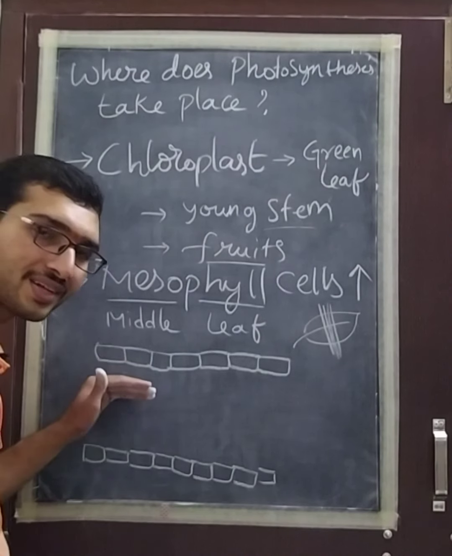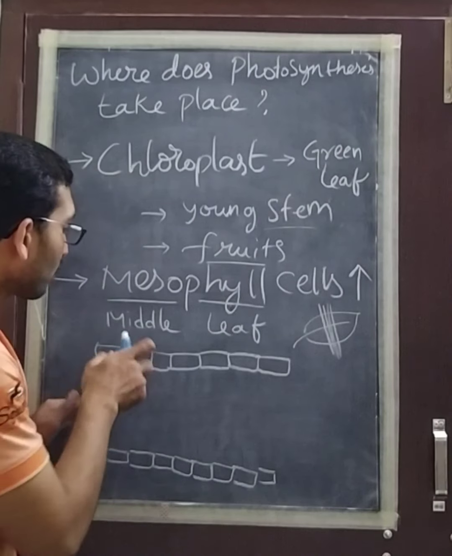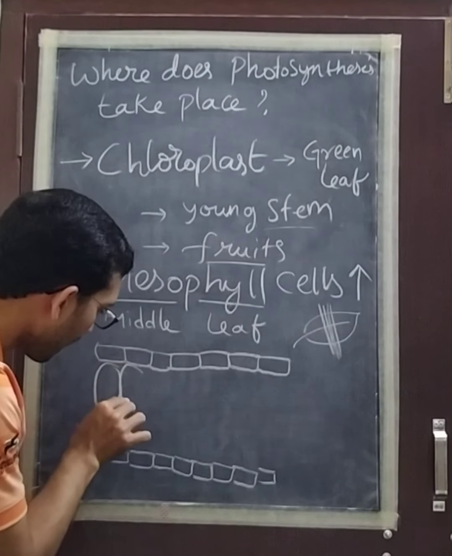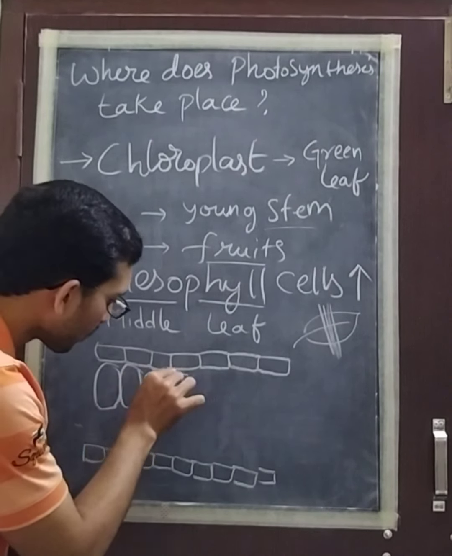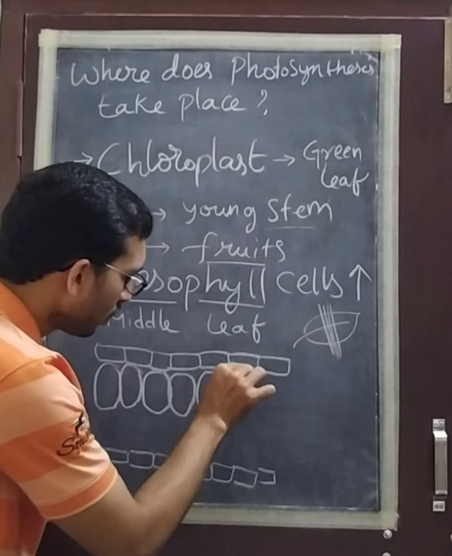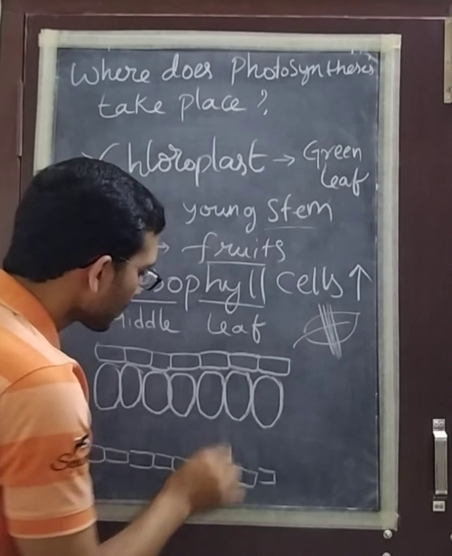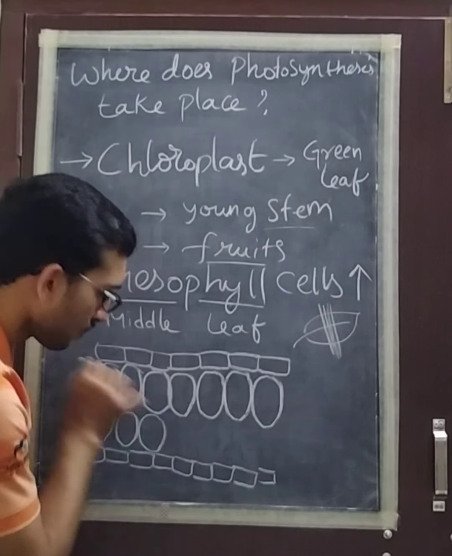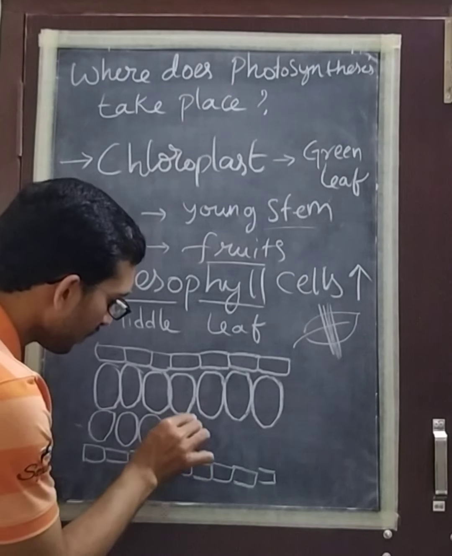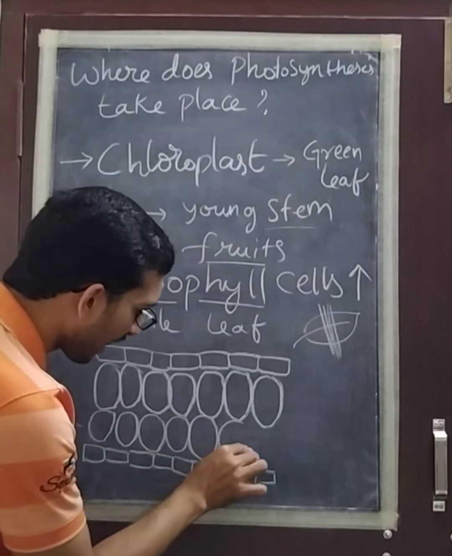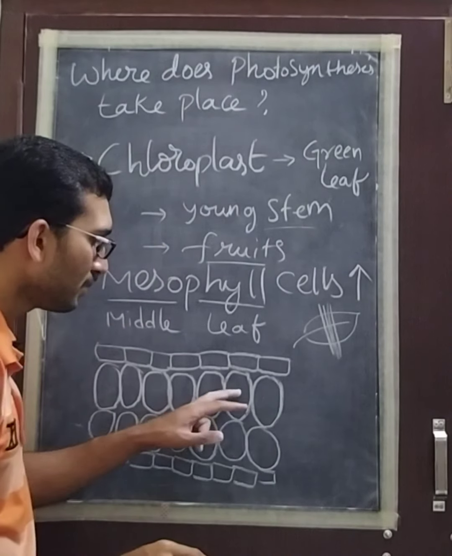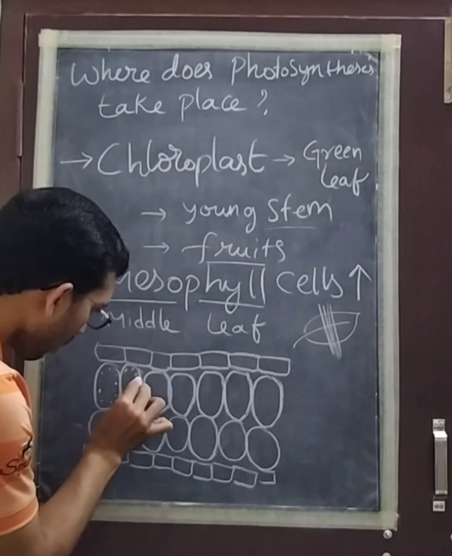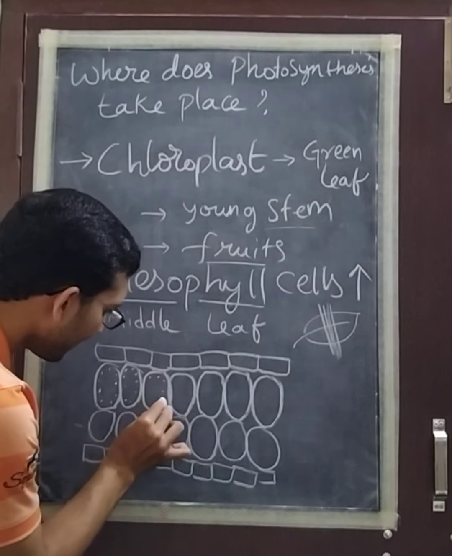So whichever cells are present in between the upper and lower epidermis are known as the mesophyll cells. So usually chloroplasts align themselves along the walls of the mesophyll cells, so that they can absorb optimum quantity of incident light.